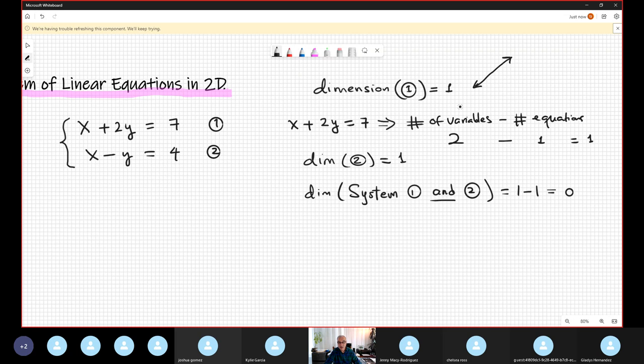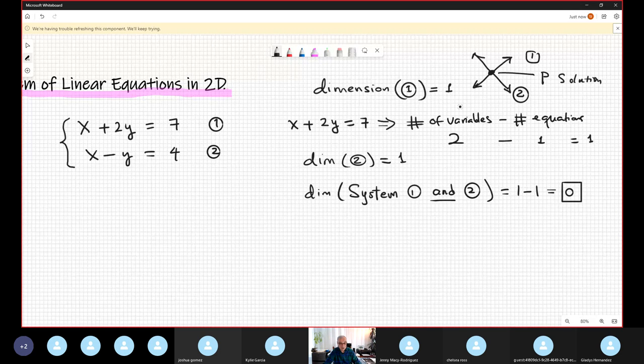It's 0. Why is it 0? Because suppose equation one is a line, equation two is another line, and the intersection, which satisfies both equations, is a point. And the point P is the solution, and the dimension of one point, in any space or plane, is zero.